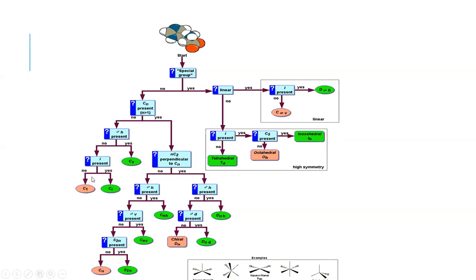And as and when we go through a molecule, we need to visualize it and mentally ask the questions to ourselves and keep answering in this order. And then finally, we will be able to land up in the corresponding point group of the molecule. So let us do it from small to big molecules.